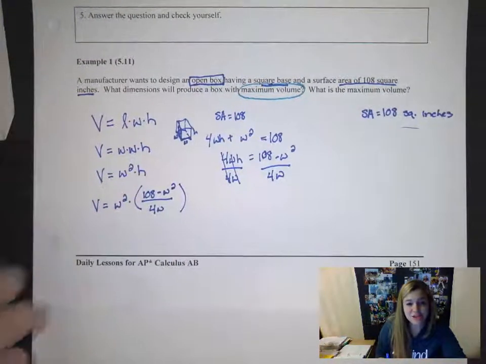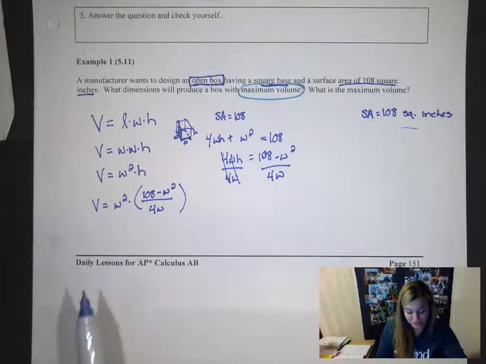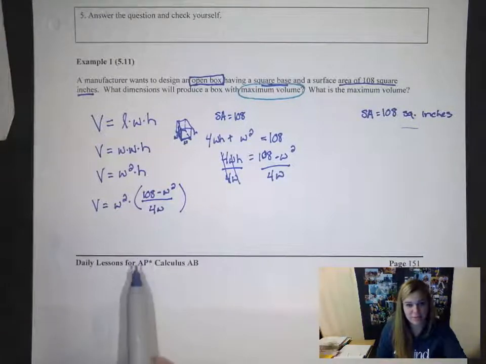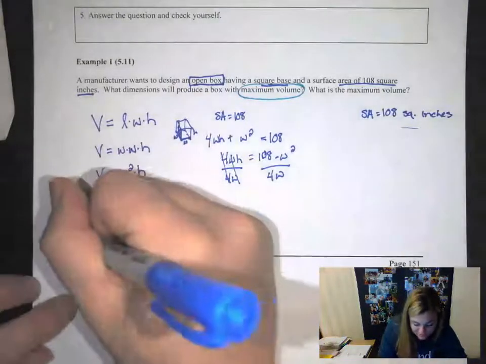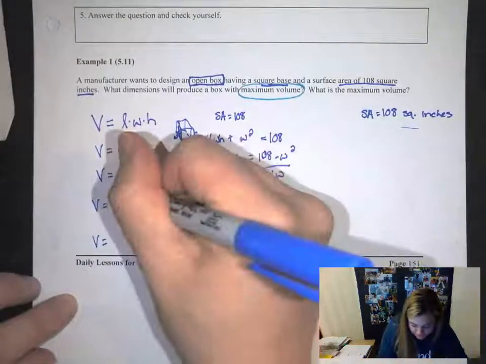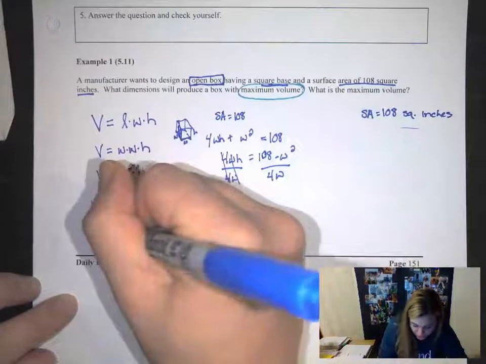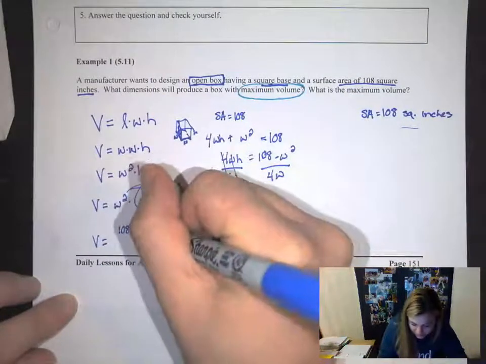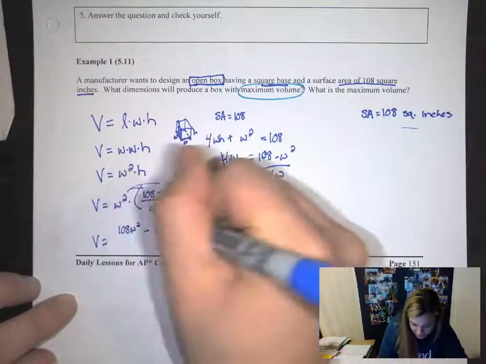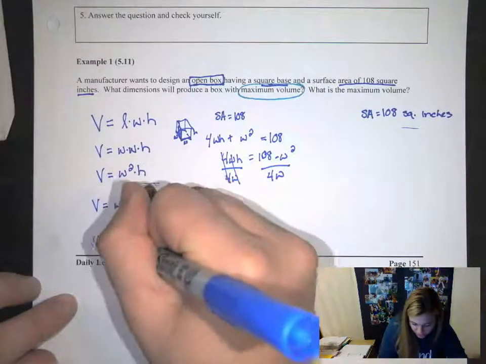And then I'm actually going to simplify this even more. I could take the derivative right now. I could use the product rule, but that would be pretty difficult to simplify. So I'm going to see if I can simplify before I do any calculus. What if I distribute this? So I would have 108 W squared minus W to the 4th, over 4W.